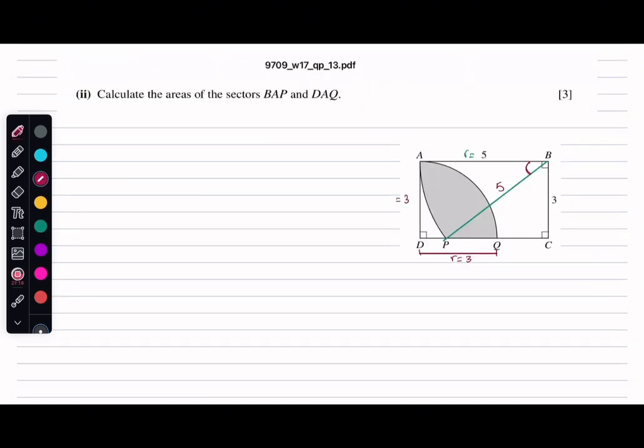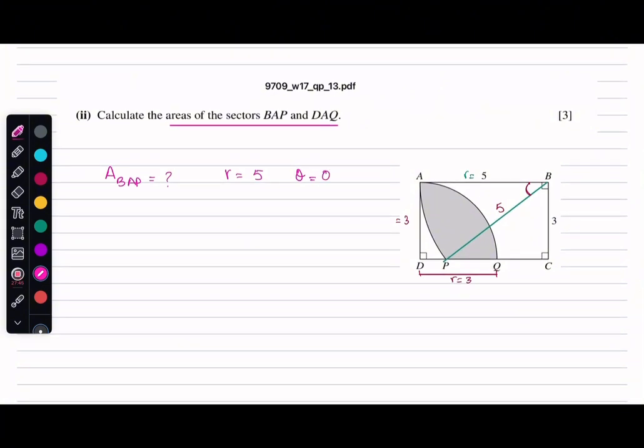Part 2 asks for the areas of the sectors BAP and DAQ. For the area of sector BAP, I can see that the radius is 5, and the theta value, which we just calculated, is 0.6435. So the area should not be difficult.